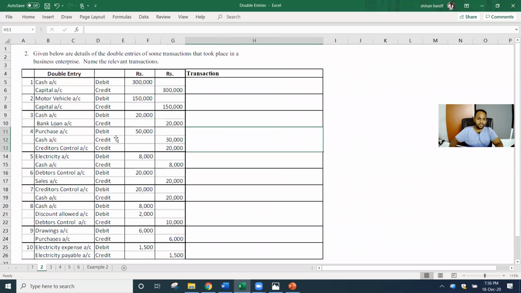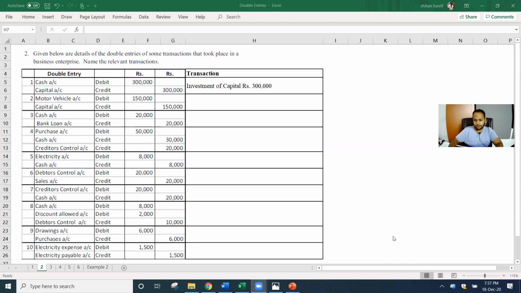Okay, the second question in the queue, identifying the transactions. Cash increase, capital increase. Cash account debit, capital account credit. The transaction is investment of capital, 300,000. Investment of capital 300,000. So that's the double entry.